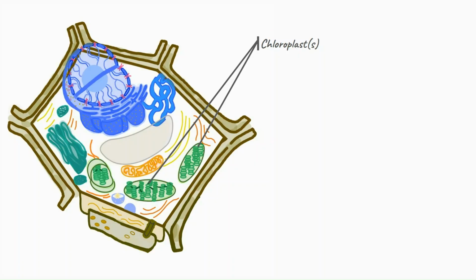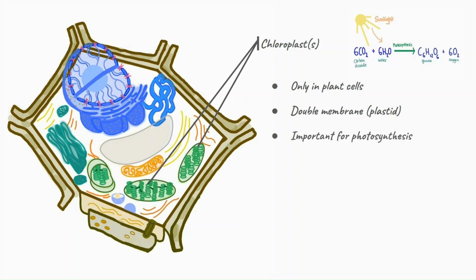Chloroplasts. Okay, so these are the green rounded organelles in the drawing. They are only in plant cells. They are in the form of double membranous structures, as they are from plastids. And these are photosynthetic organelles, hence why they are only in plant cells. This image at the top right shows the photosynthetic reaction that is vital for all plants, where carbon dioxide and water form glucose and oxygen.